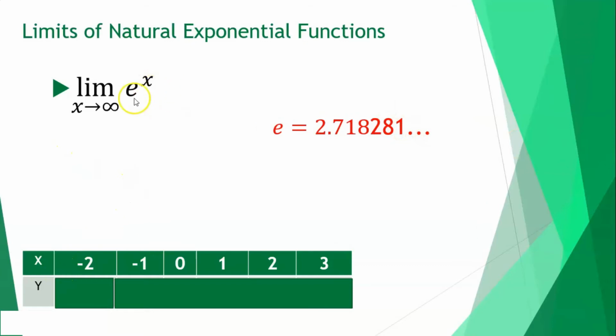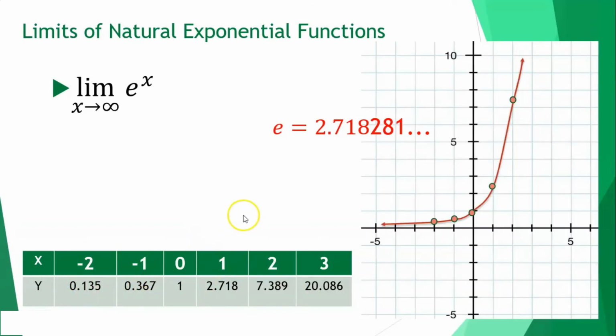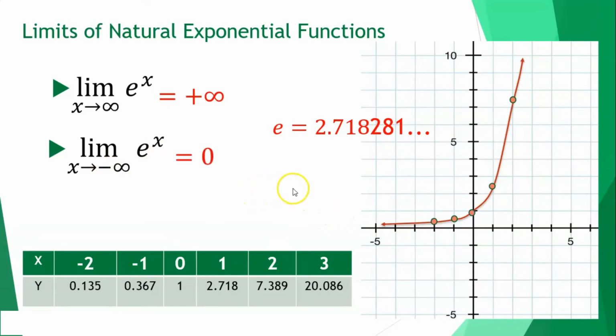Now, substituting it here, if we have this value to the power of -2, that would be 0.13, and -1, and so on, we will get these values. Graphing this will be its graph. So, the limit of e to the power of x as x approaches infinity is also infinity. Now, the limit of e to the power of x as x approaches negative infinity is 0. Now, the limit of e to the power of x as x is exactly 0, the answer here is 1. Because again, any number raised to 0 is always 1.